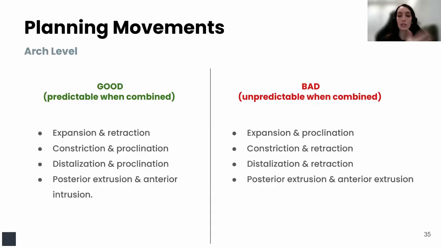Now, of course, the opposite of all of these combinations is definitely not predictable, and they should not be combined together. For example, I should not plan for expansion and proclination, because I will be acting against a force that is naturally happening. So it is very likely that both of these movements are not going to happen, or even if they do, they could be expressed to a lesser degree than I want. We should also avoid combining constriction with retraction, distalization with retraction, and we should definitely avoid planning posterior extrusion with anterior extrusion all at once.